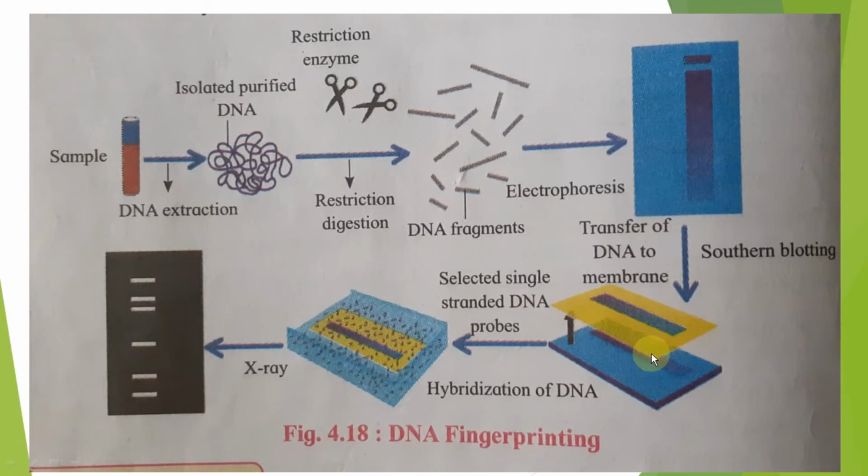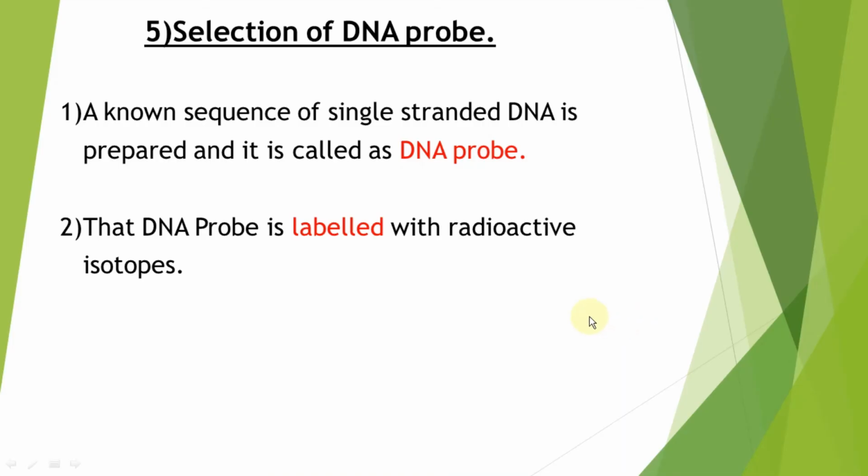It is kept overnight. Okay, then what happens? Selection of DNA probe means what? Now the DNA strand is soaked overnight. A known sequence of DNA strand is prepared now, and it is called a DNA probe.